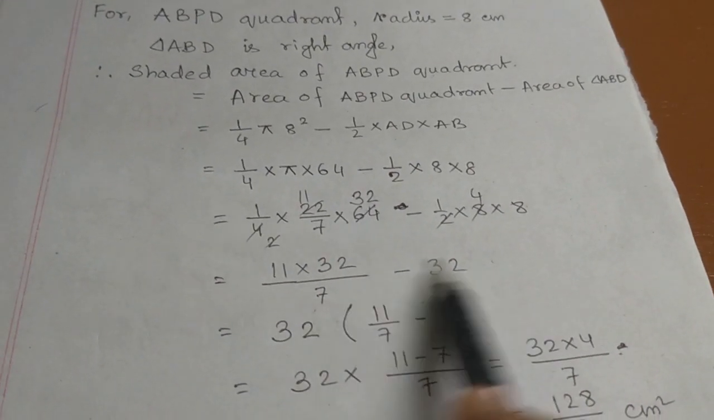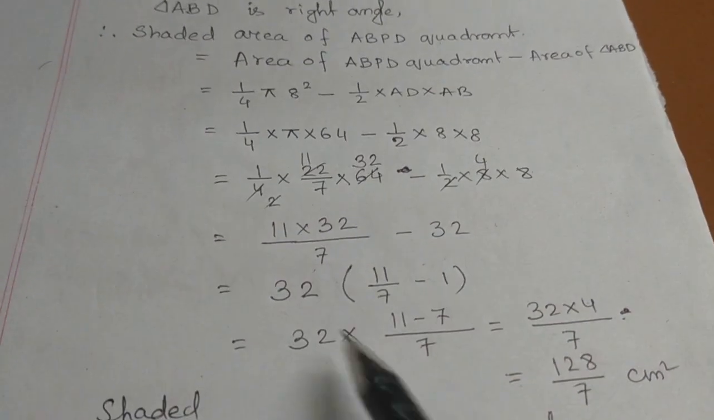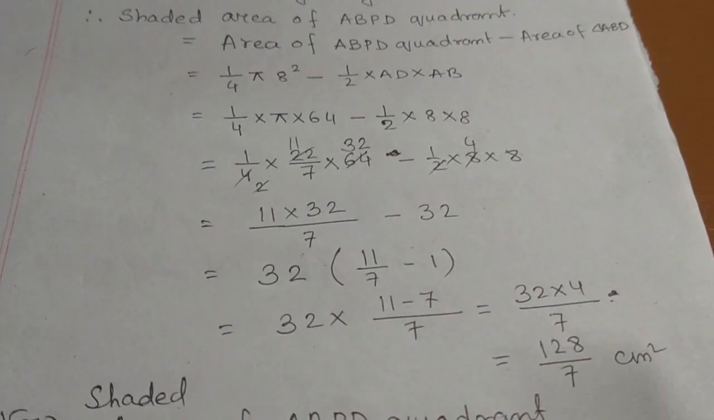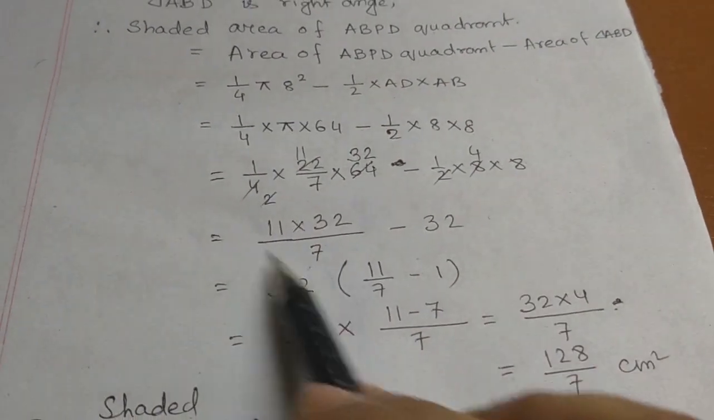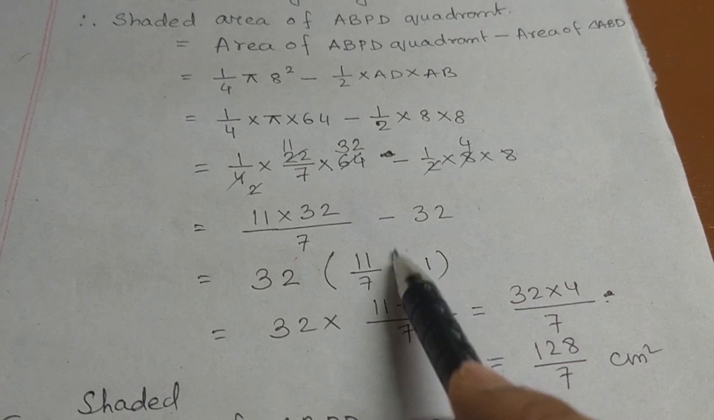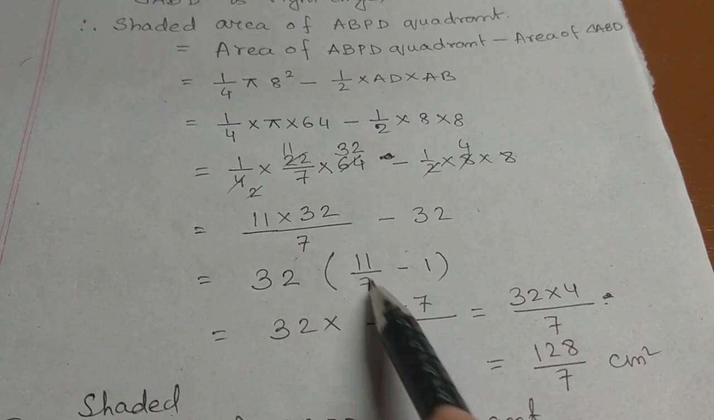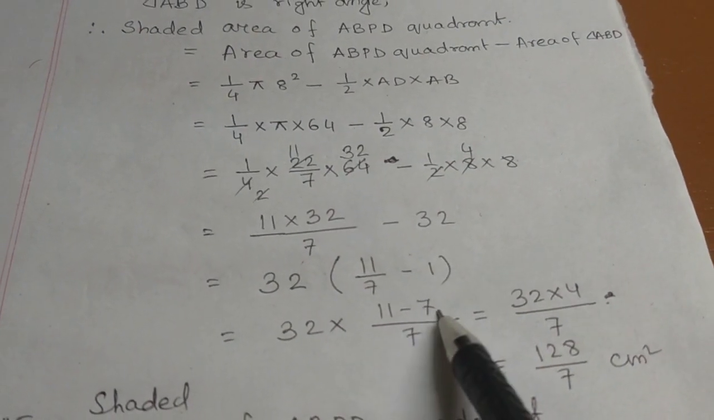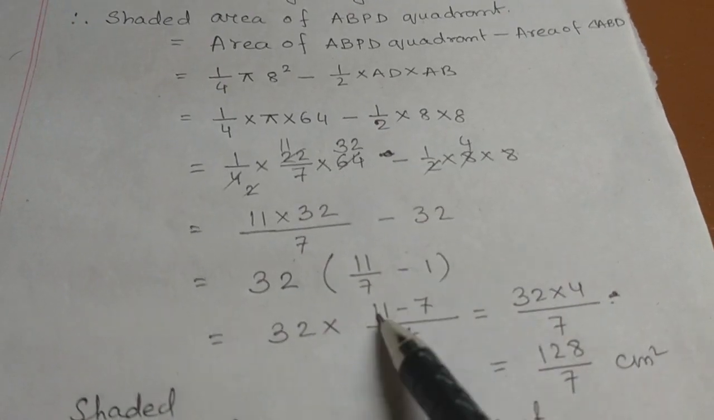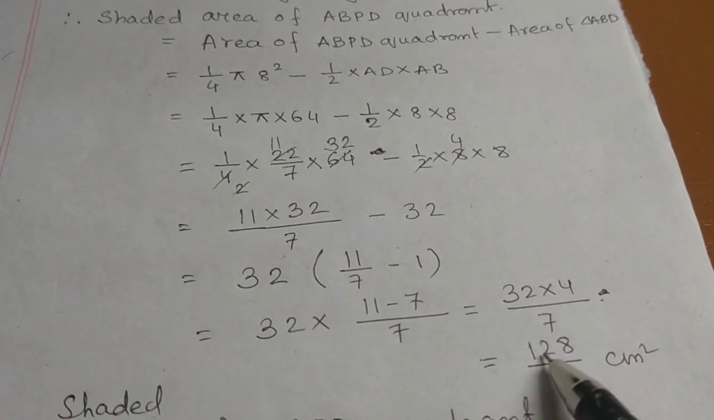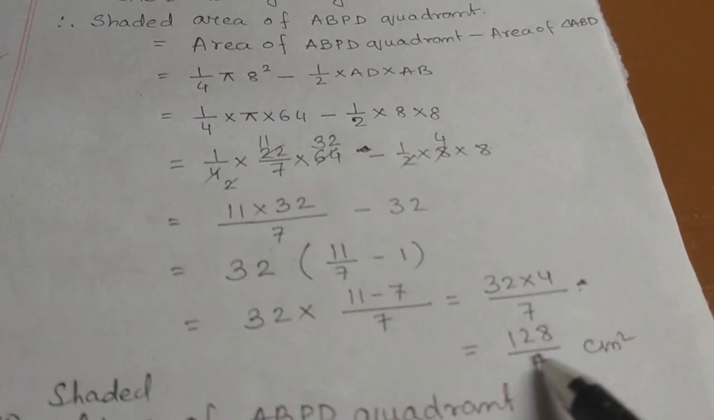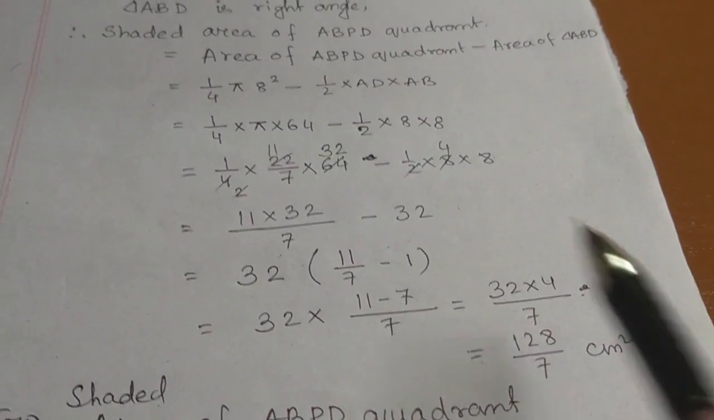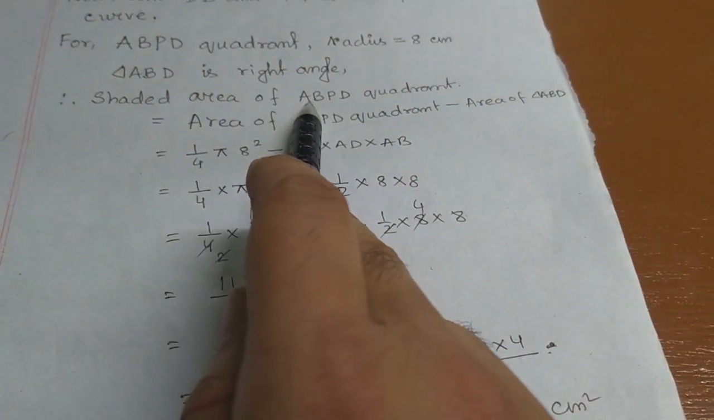So if we take 32 common, you can do the calculation in another way also, but I'm doing it my way. Here we got 11 by 7 minus 1. So with LCM 7, 11 minus 7, so 4. 4 into 32 is 128. So the answer is 128 by 7 centimeter square. Not the final answer, it is the shaded area of ABPD.